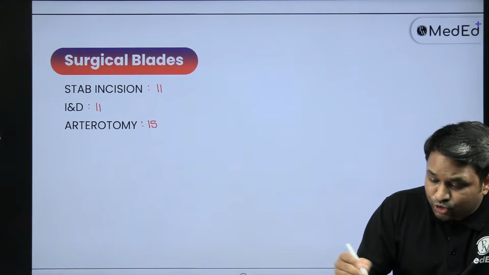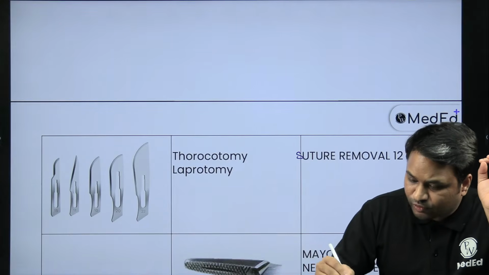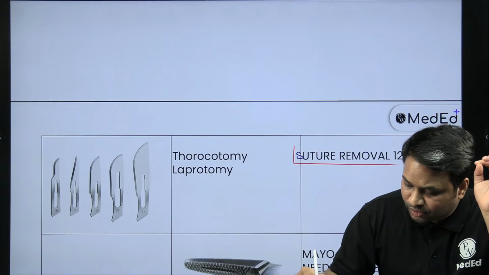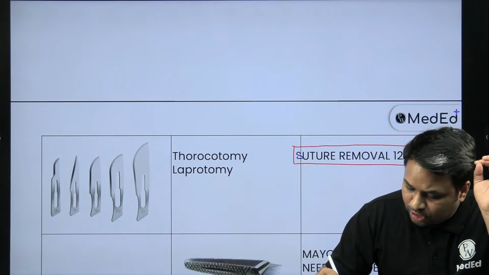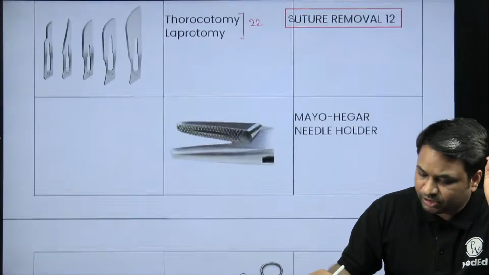More importantly, for suture removal, yeah, suture removal is given here. Suture removal is going to be 12. For your thoracotomy and laparotomy, we will use a size number 22.